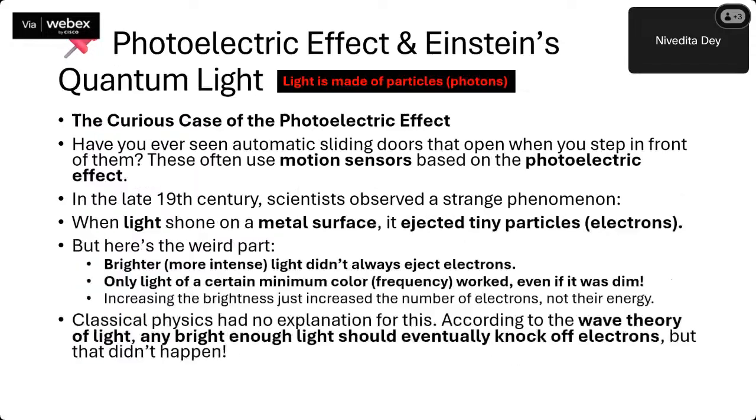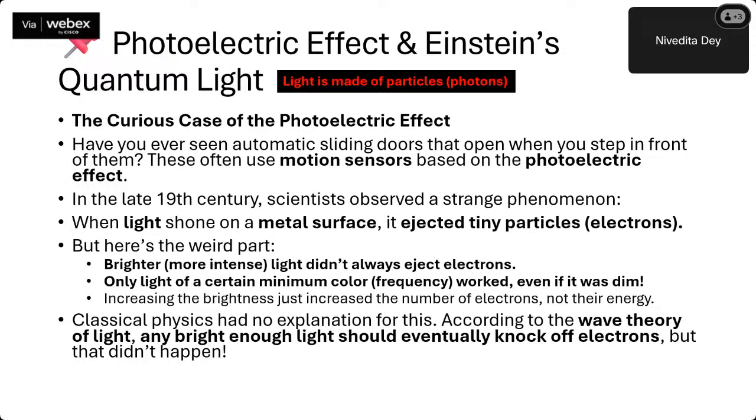Okay. The first one was that energy is quantized. Remember this point. The second point was the photoelectric effect and Einstein's quantum of light. It is another kind of support to the earlier fact that light itself is made up of particles, or photons. Have you ever seen an automatic sliding door that opens when you put something before it? They often use a motion sensor based on the photoelectric effect.